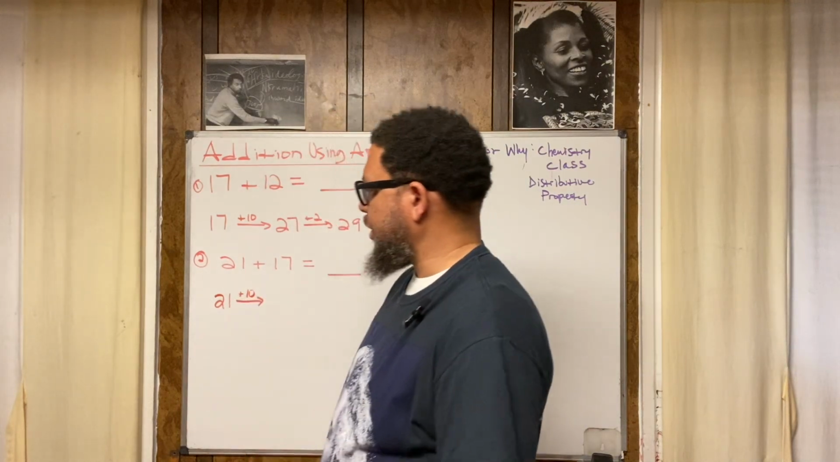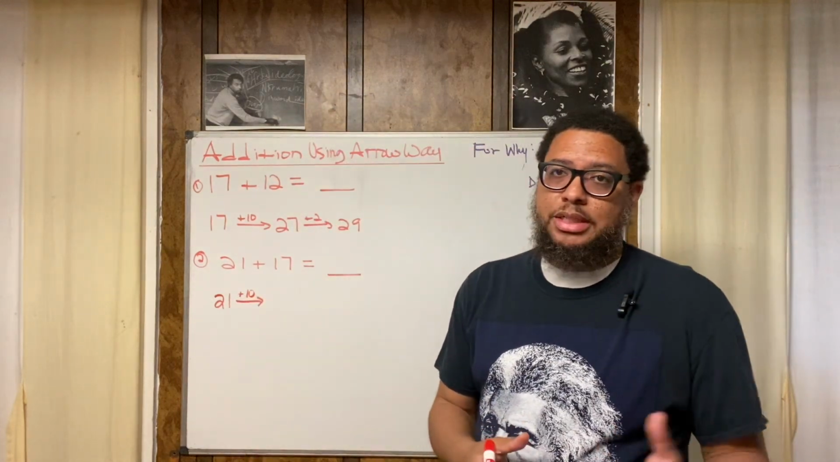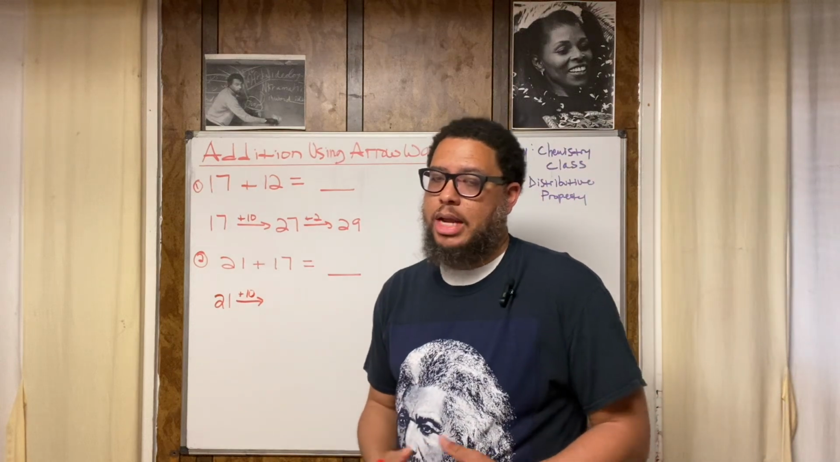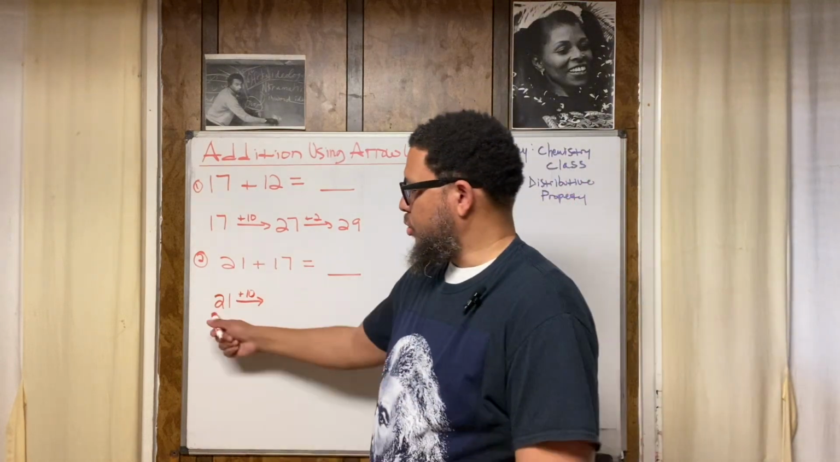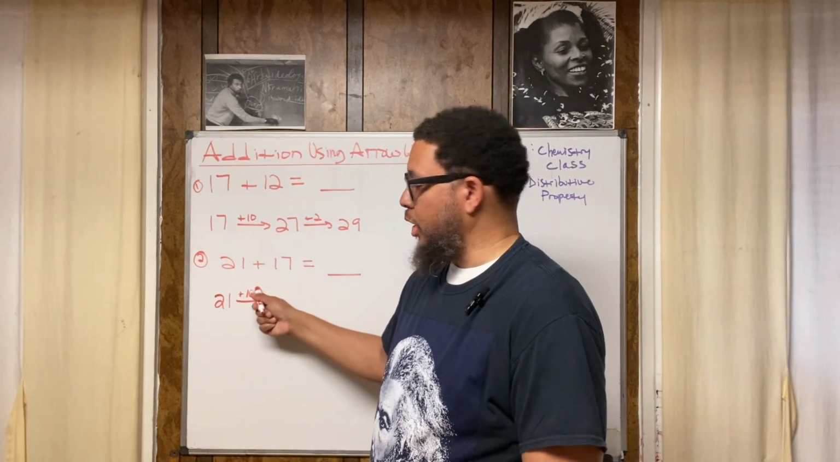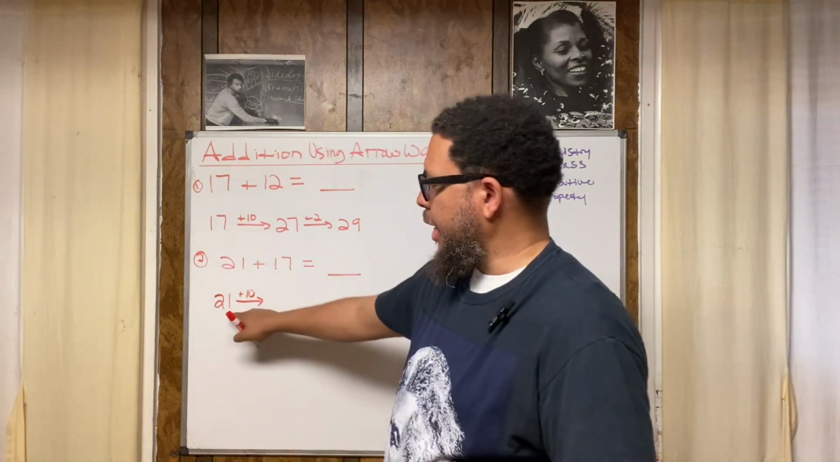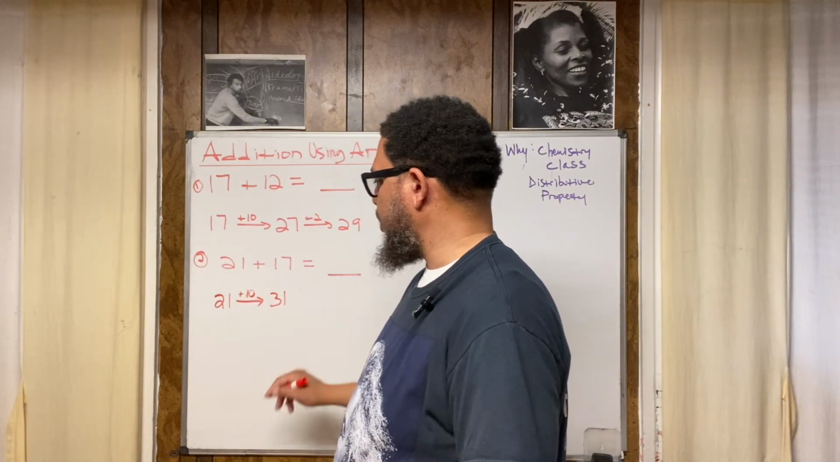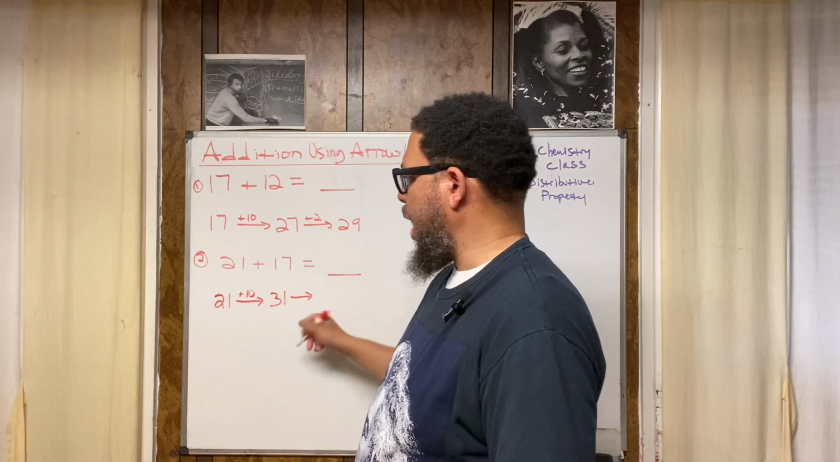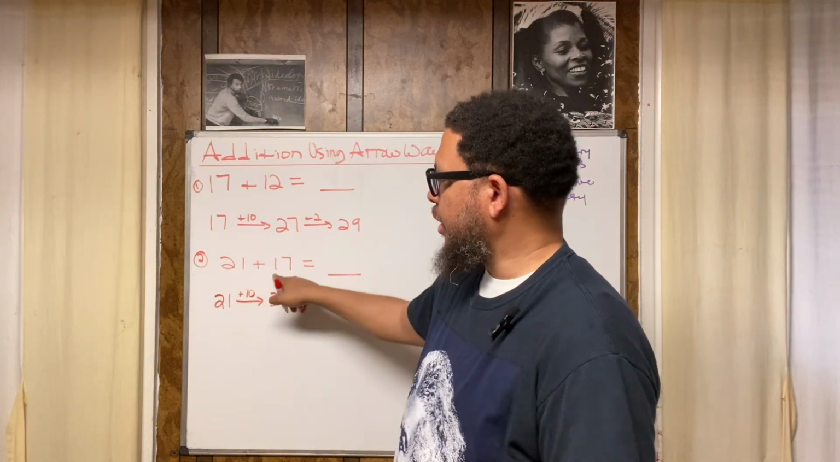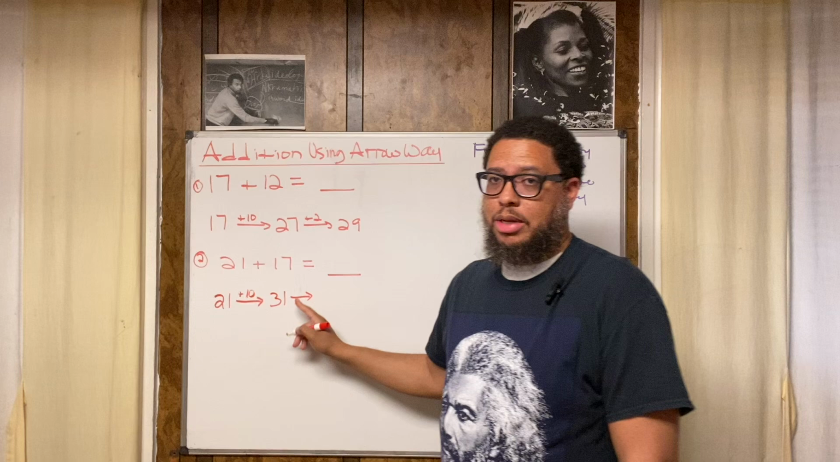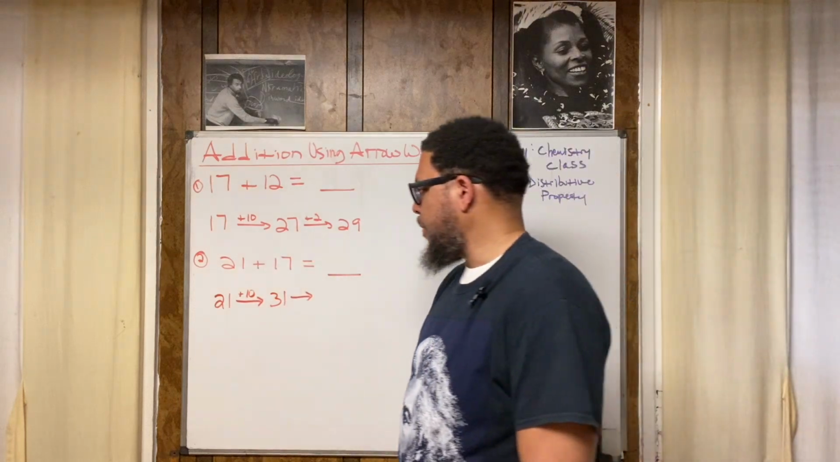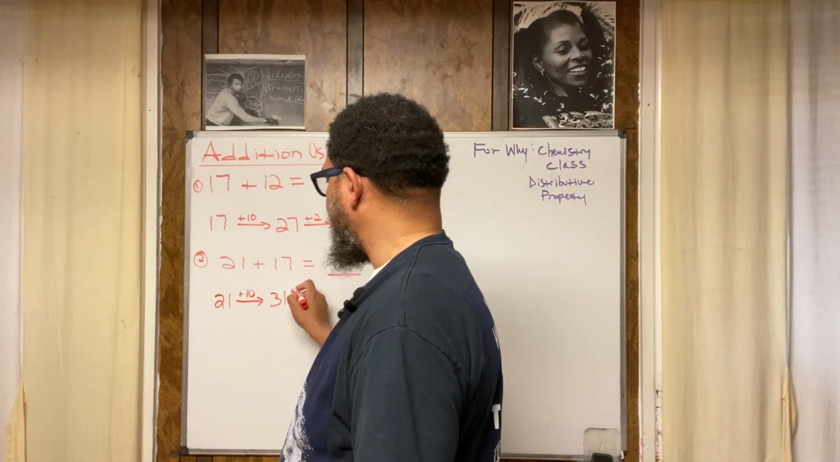And I know 21 has 2 groups of 10. I'm adding another group of 10. So now I got 3 groups of 10. 2 groups of 10 plus 1 group of 10 is 3 groups of 10. And I already had a 1 there. So now I got 31. That takes me to 31. Then I draw another arrow. Why? Because I still got to add this 7 right here, because 17 is made up of 10 plus 7. So above the arrow, I'm going to put plus 7.